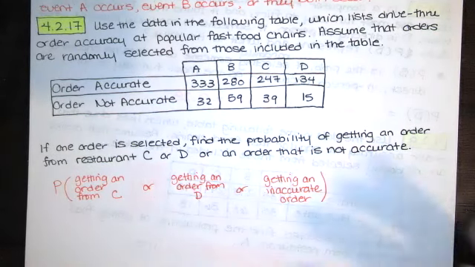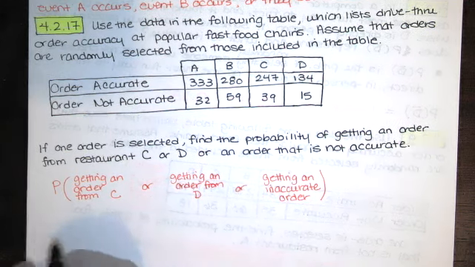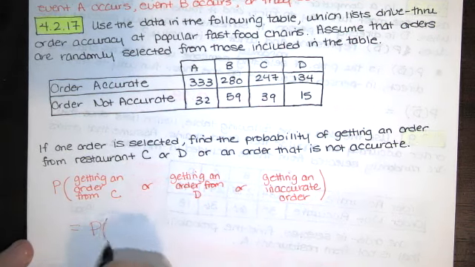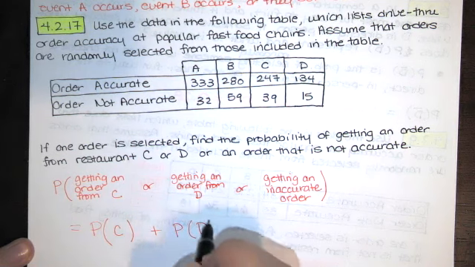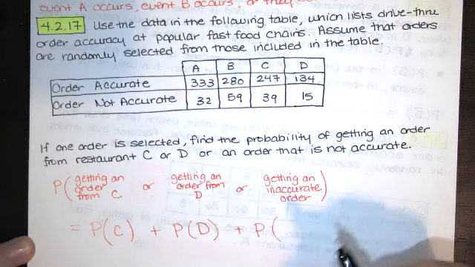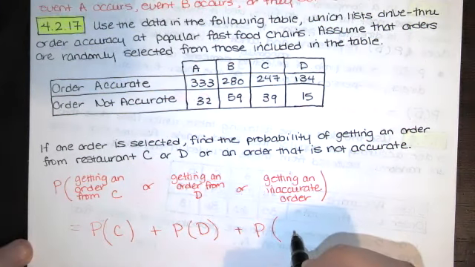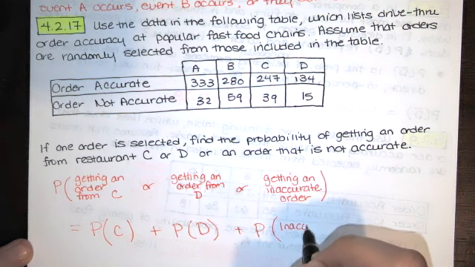Well, we know from the addition rule that the probability of this happening or this happening or this happening is the probability of the first thing happening. I'm just going to write probability of C for probability of getting an order from restaurant C, plus the probability of getting an order from restaurant D, plus the probability of getting an inaccurate order. I'll just call it inaccurate.